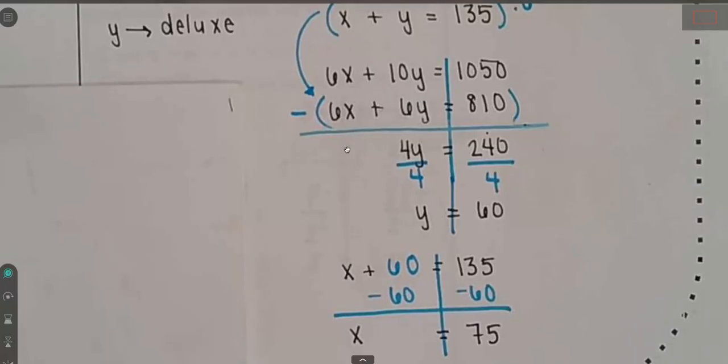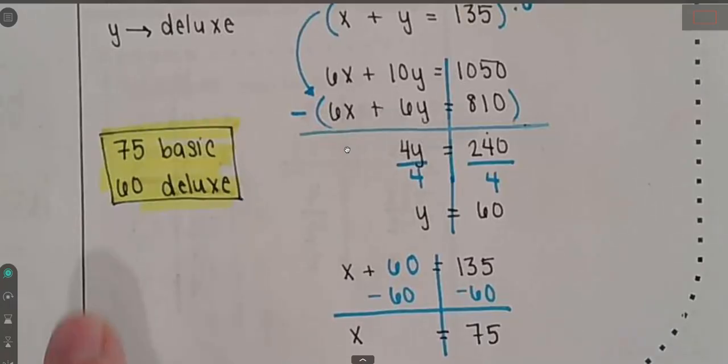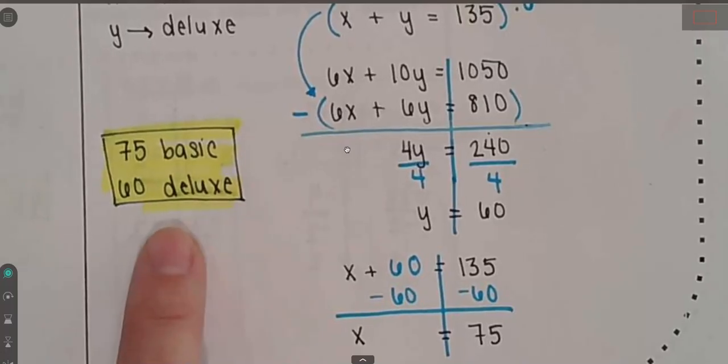I'm trying to eliminate one of the variables. Yes. So I'm trying to eliminate one of the variables so that I can find the other one. All right. So the answer is 75 basic tickets, 60 deluxe tickets.